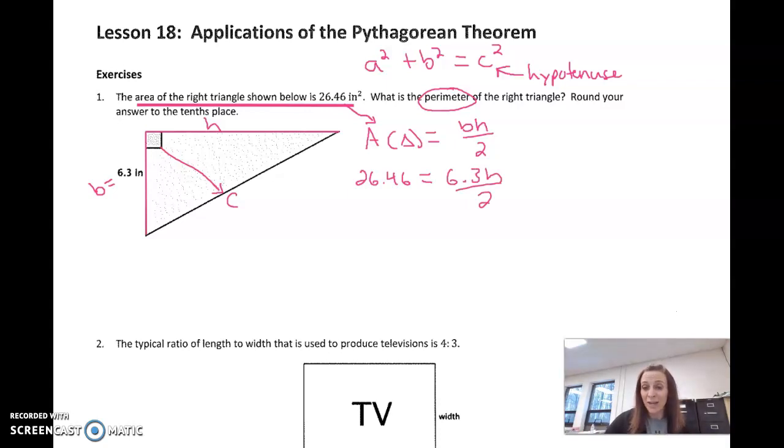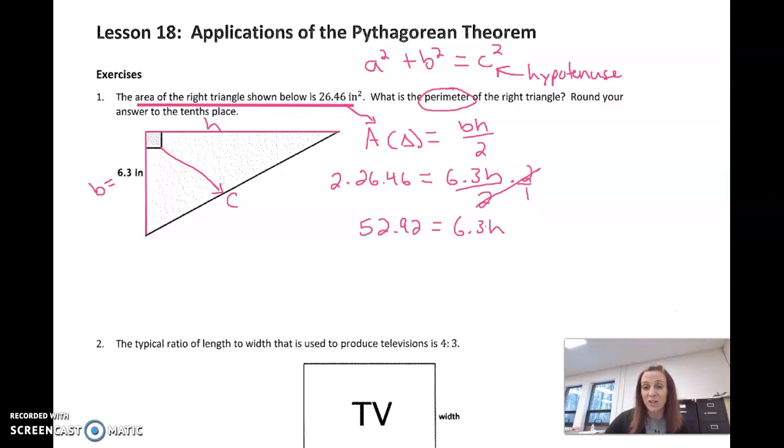And now I'm going to solve for h. There are different ways you can do this. You can divide this out, but I'm solving for h, so I'm going to get rid of this dividing by 2 by multiplying by 2. Remember, we can do whatever we want as long as we do it to both sides. So 2 times 26.46 is 52.92 equals, and 2 on the top, 2 on the bottom cancel out. We're left with 6.3 times h.